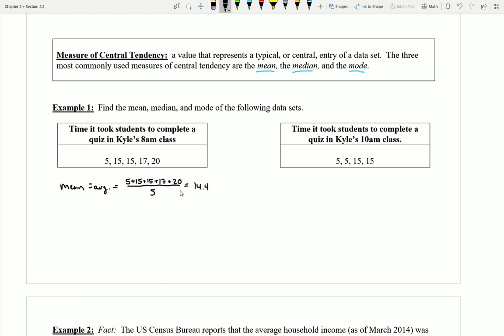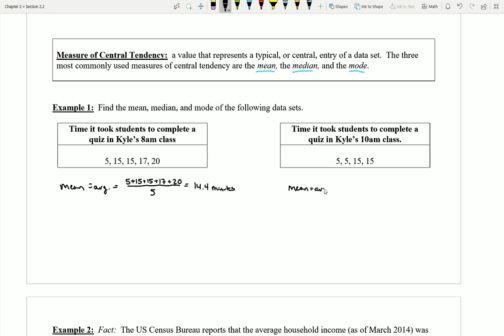Now, every time in our class when we calculate something like a mean, median, or mode, or really almost any other value, we're going to want to put units on this number. So when this says 14.4, I want to know, like, 14.4 what? Is that 14.4 books? Is that $14.4? What are we talking about here? But obviously, if this is time it took to complete a quiz, I might be able to say that this is 14.4 minutes.